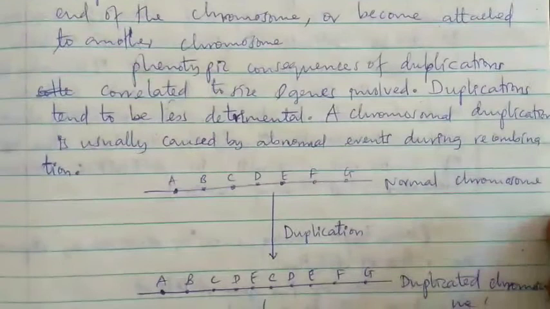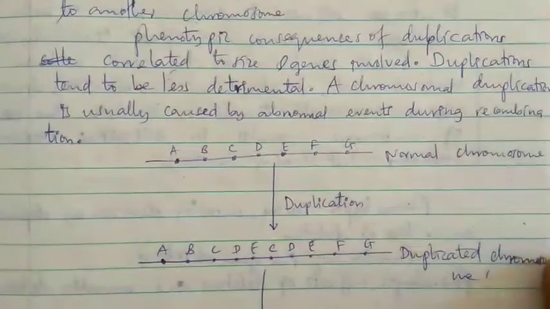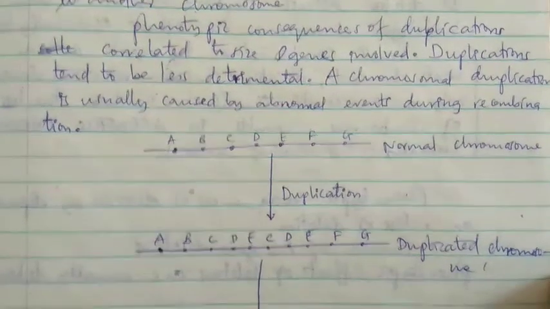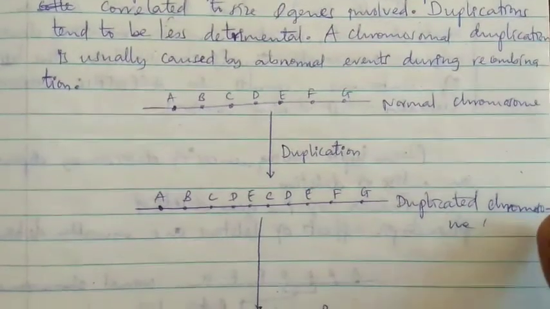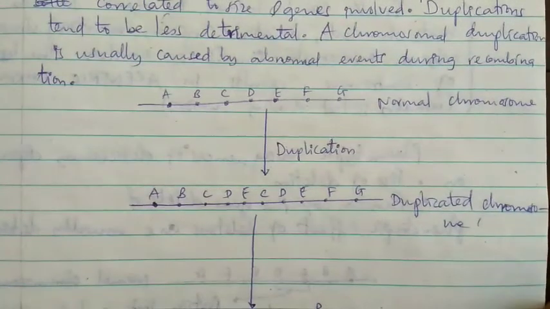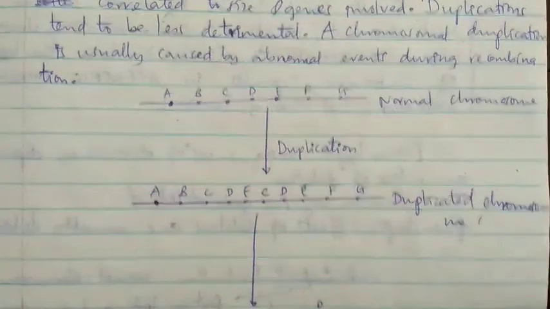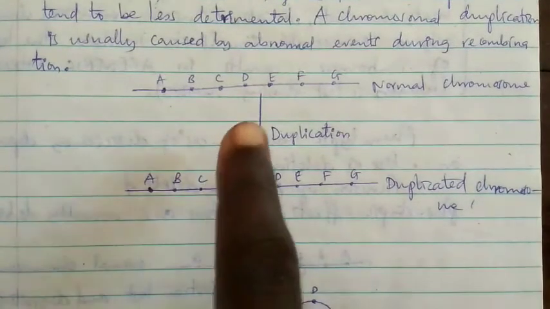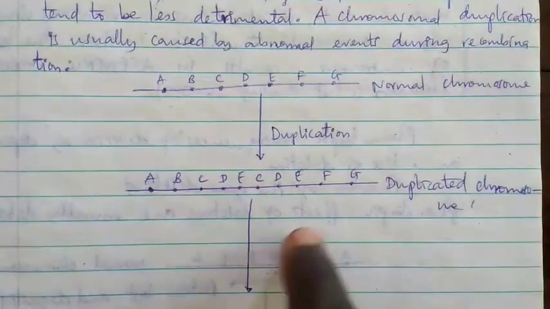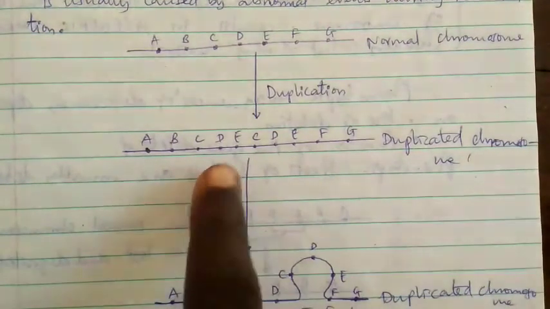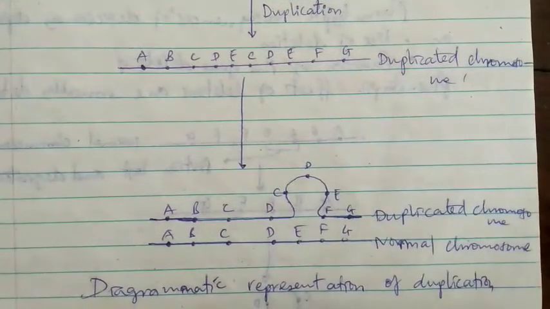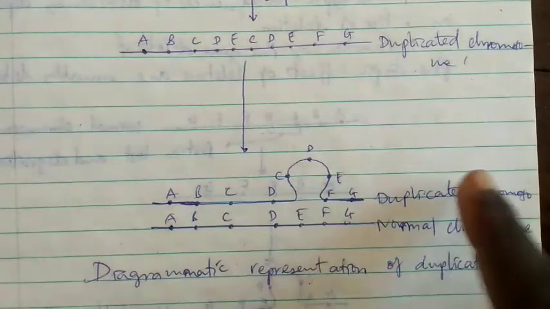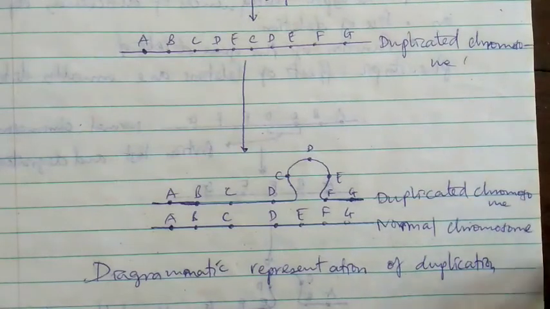As with deletion, duplications tend to be less detrimental. A chromosome duplication is usually caused by abnormal events during recombination. Often when you find chromosomes have duplicated, it is because of an abnormal event during replication. When a normal chromosome duplicates, CDE has duplicated, so we get a duplicated chromosome CDE. You can see here the duplication of a chromosome, the normal chromosome and the duplicated chromosome. That is how duplication occurs.